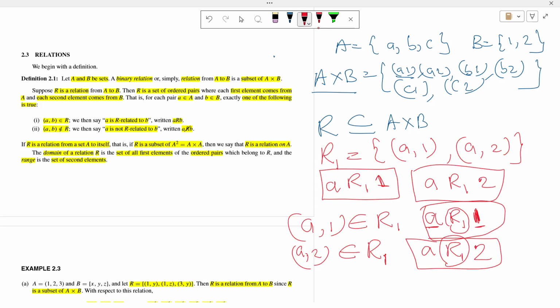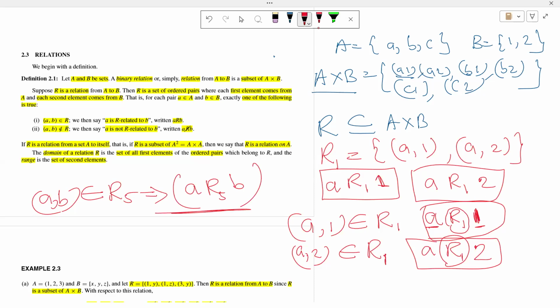Now just think about this: A comma B belongs to relation R5. Then you can write A R5 B. This is a notation we write to indicate the relation. It says A is related to B in relation R5.